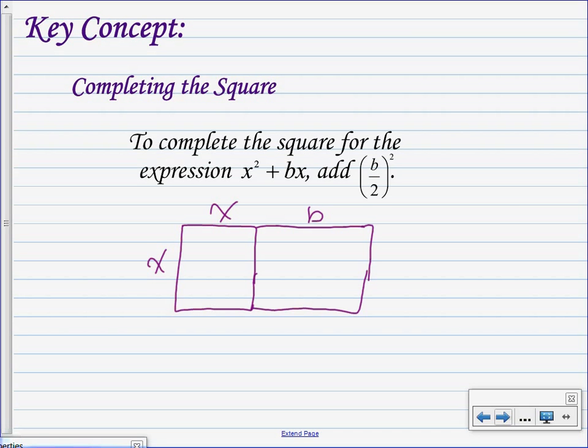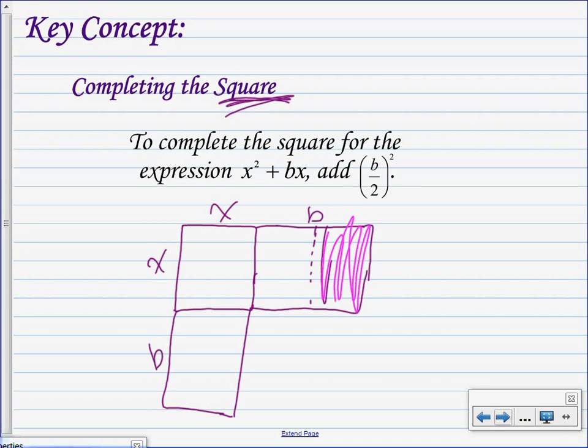I want to make a square. Okay, I want my area to be, completing the square. So how am I going to make a square? Well, I'm going to cut this in half, and I'm going to add it down here. And this is b, and that's a. Okay, so this half is gone, and it got moved down here, right?